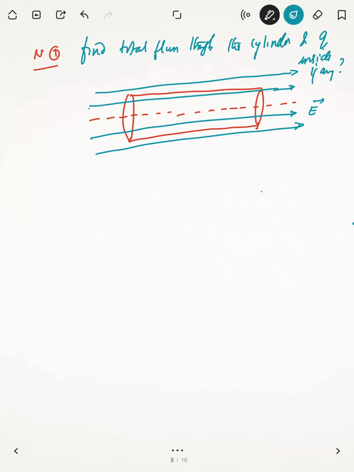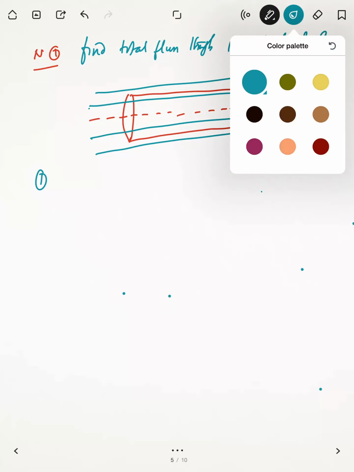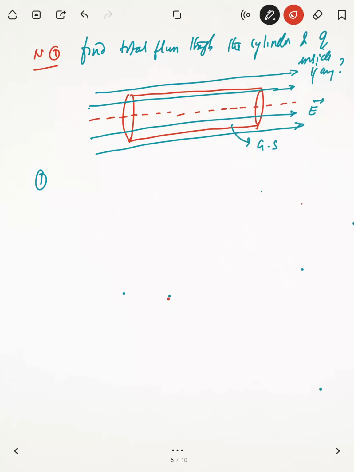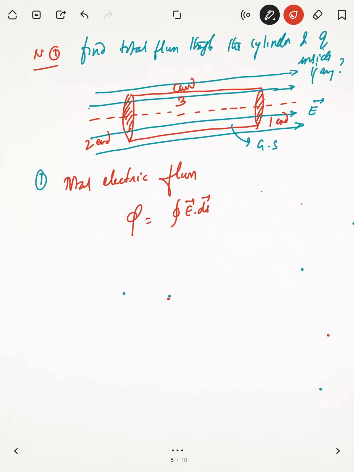So the cylinder has three faces. First, you have to find the electric flux. What is the equation for electric flux? This surface you can take as a Gaussian surface. The total electric flux phi is equal to the closed integral of E dot ds. We have three faces: the first end face, the second end face, and the third curved surface. So you have to find the flux through all these faces.